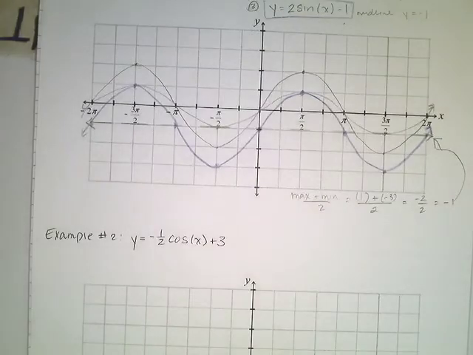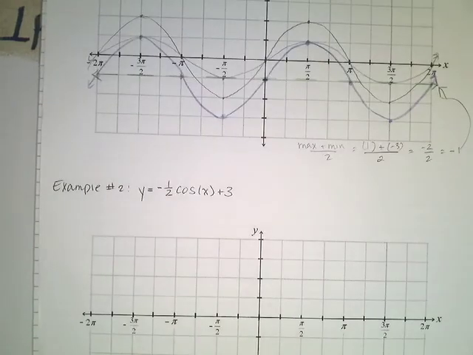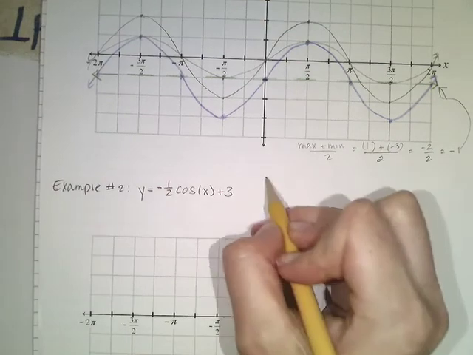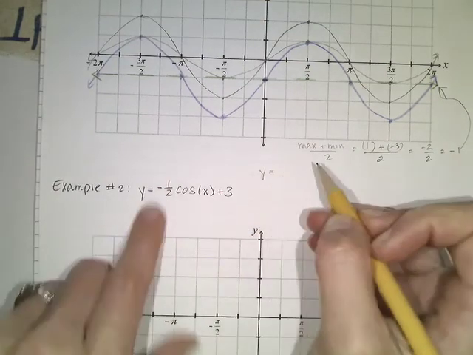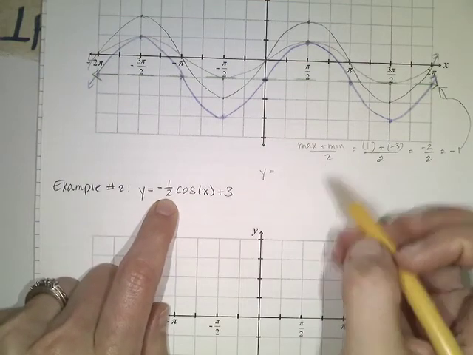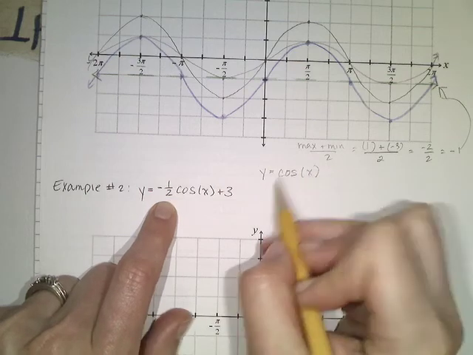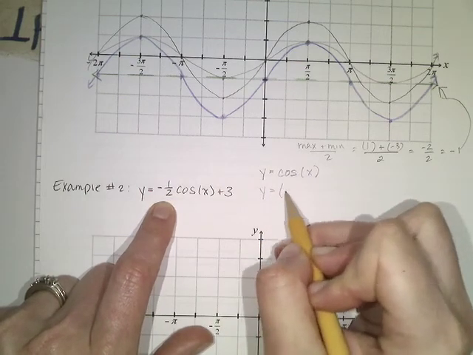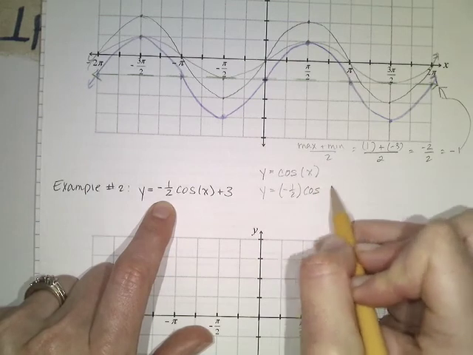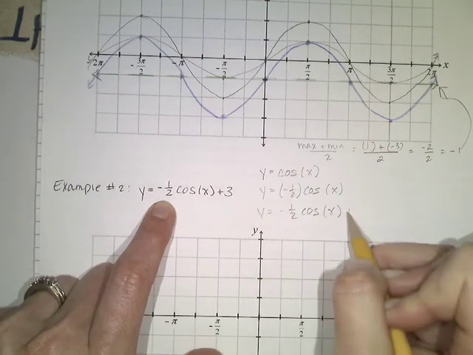Okay, and last but not least, I definitely want to go over the cosine function with you guys. Gotta hurry. So the cosine function, again, we're going to build this function. So y equals, I'm going to do negative 1/2 in the same step because they are both multiplying. So y equals negative 1/2 cosine x, and then y equals negative 1/2 cosine x plus 3, right?